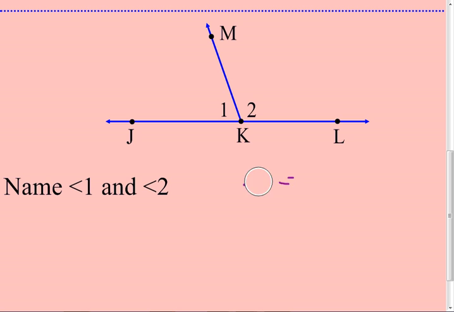Okay, give me another name for angle 1. I don't want to use congruent. How about this? Angle 1, I'll put a colon there. What's another name for that? Yes, JKM. Does anybody have another name for that? Because there's two answers here. Yes, MKJ. Good.